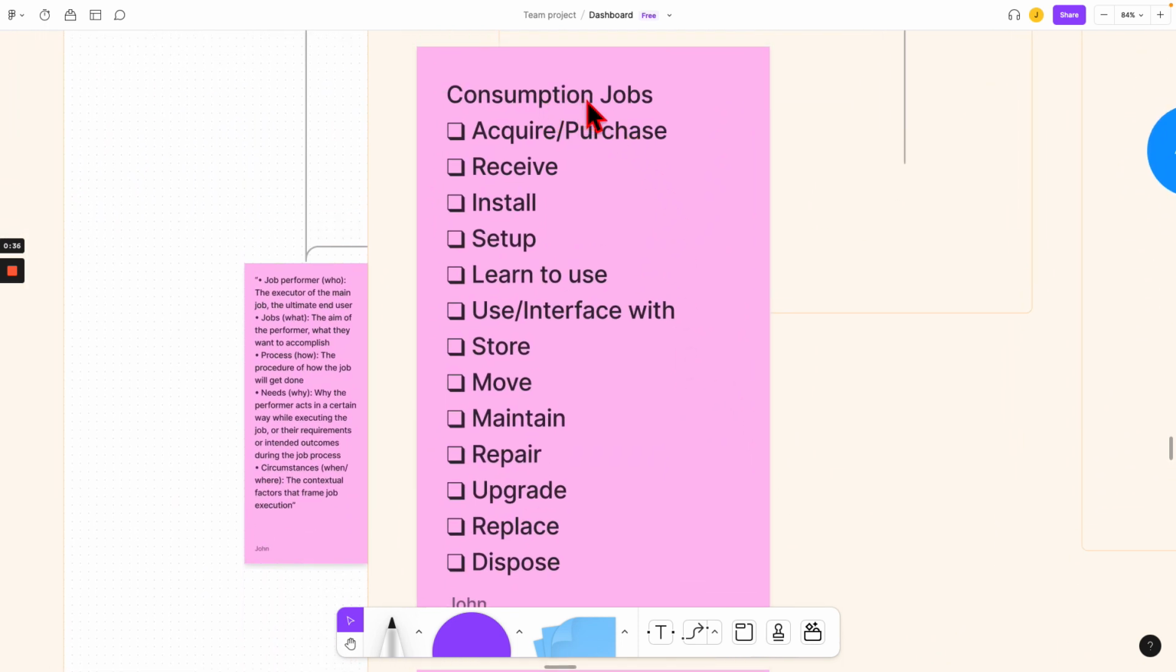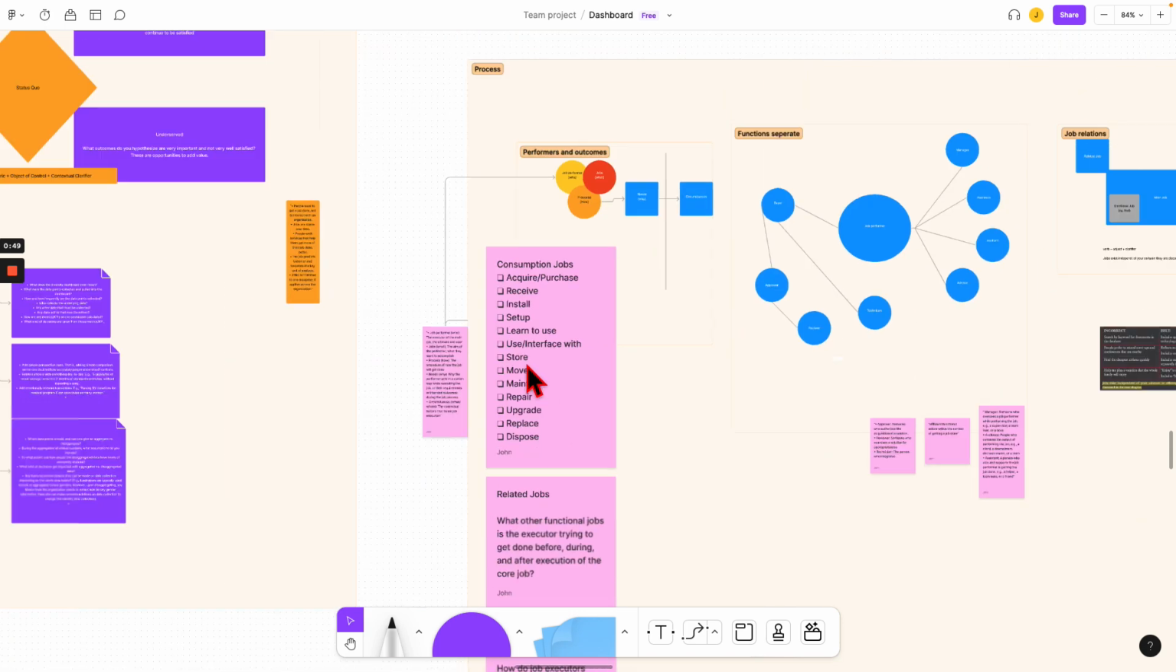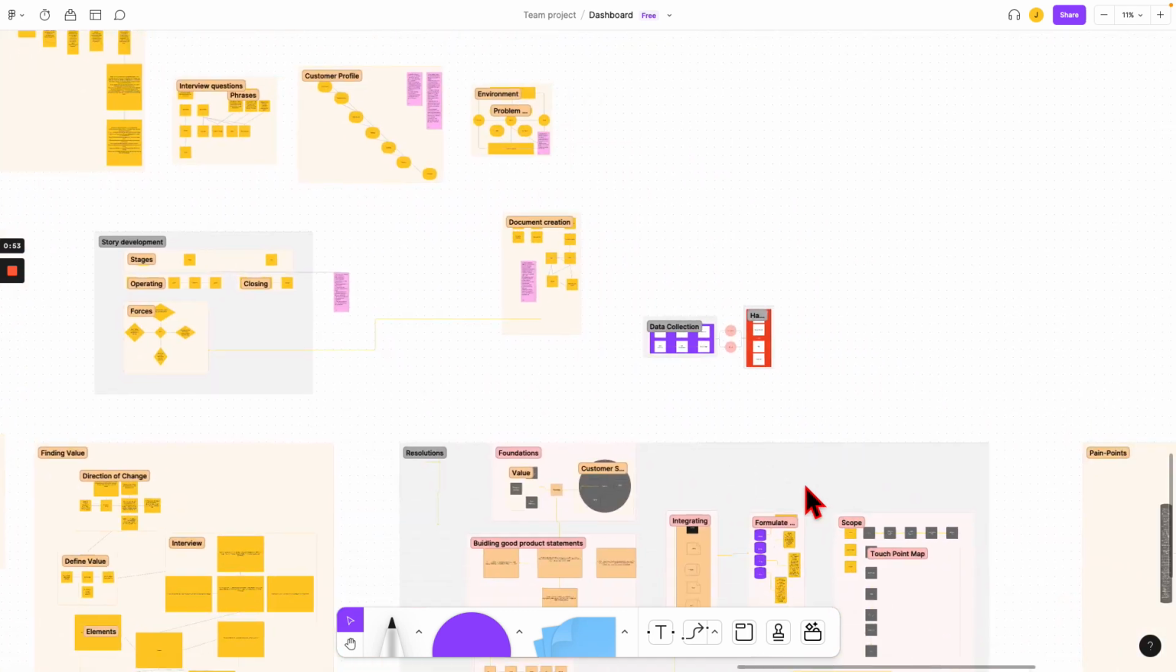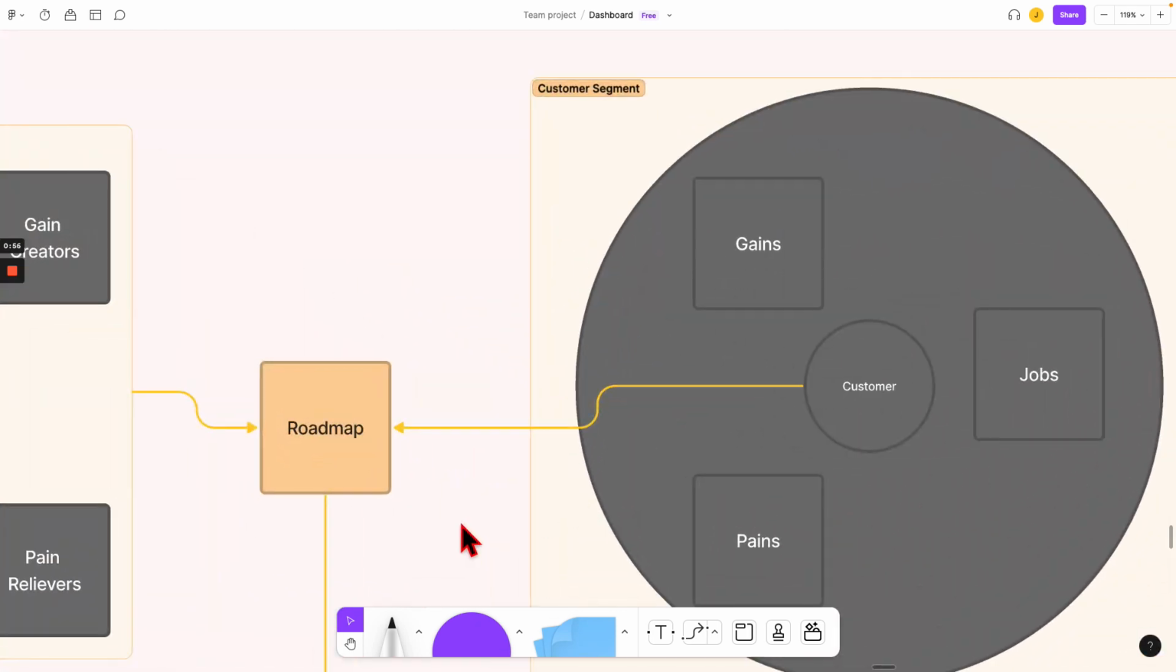Your business is going to have consumption jobs ranging from acquisition and purchase all the way through disposal. So maybe you want to start a startup, you want to build a SaaS, you want to build software, right? You have to plan for this entire customer journey. But you also have to understand what your customers' pain points are. You need a good foundational roadmap.